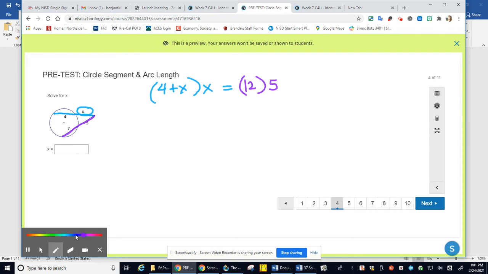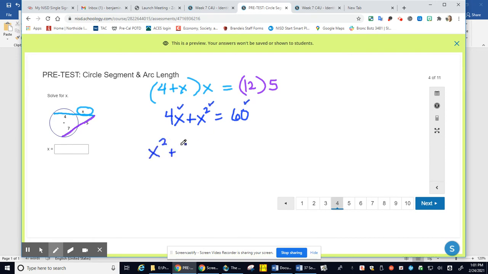Now we have this nice algebraic equation, 4x plus x squared equals 60. Because I have an x term and a squared term and a number, I'm going to make and solve a quadratic. I get everything on one side and set it equal to 0. Then this can factor. What numbers multiply to give us negative 60 and add to give 4?